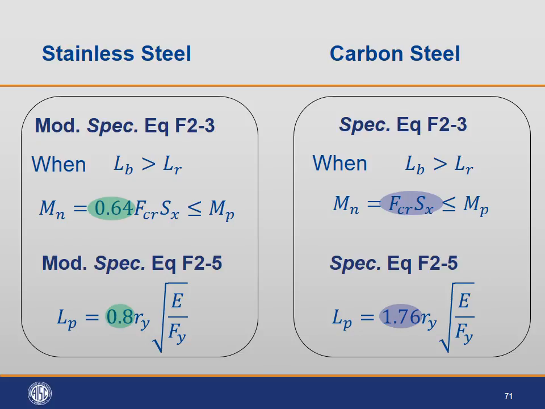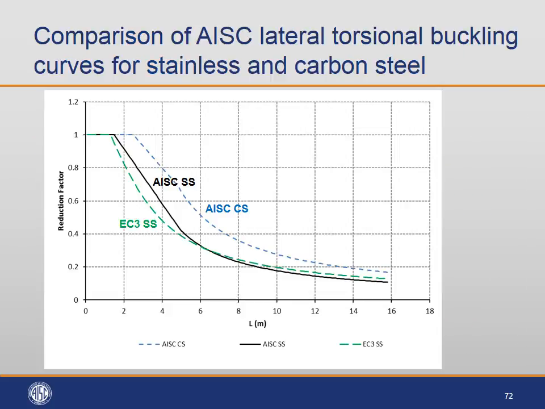What does it look like? This graph I've plotted against the length on the horizontal axis and the reduction factor on the vertical axis. And here the carbon steel lateral torsional buckling curve. The black line is the AISC stainless curve. And again, I put in the Eurocode curve just for your interest.